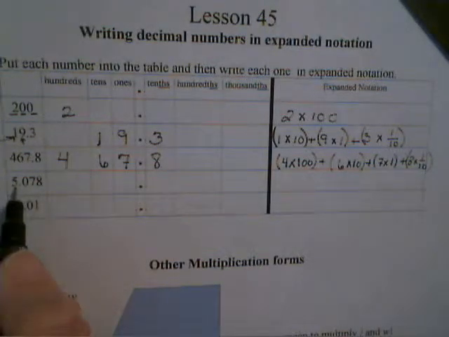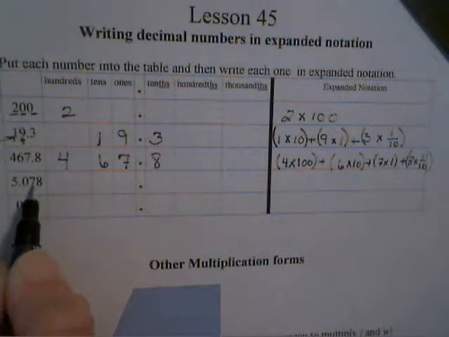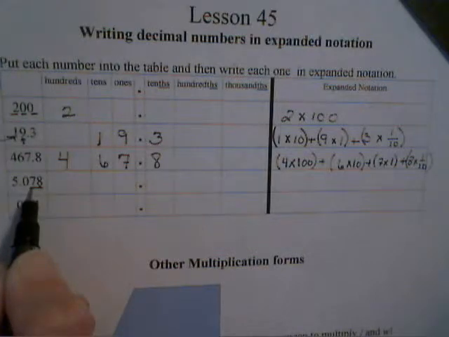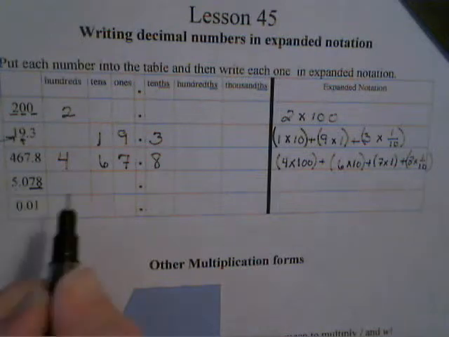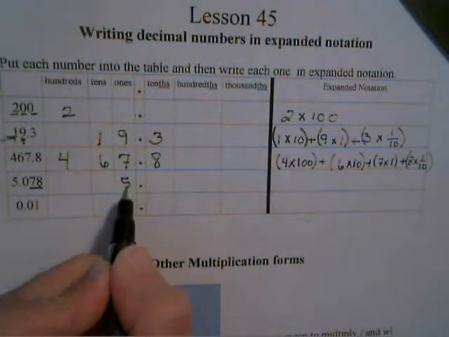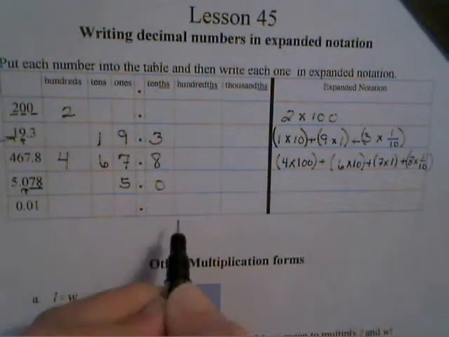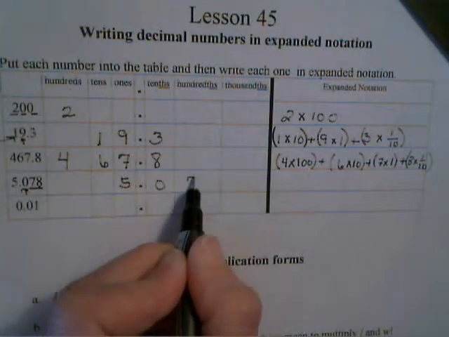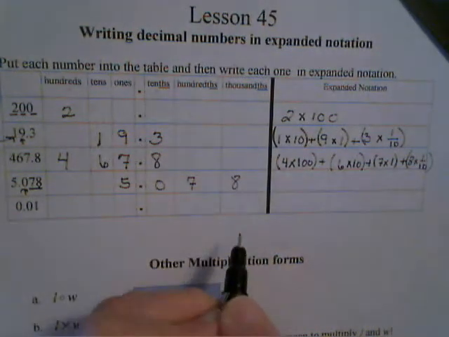So I have 5, and let's figure out what this is back here. Well, here's the tenths place, here's the hundredths place, here's the thousandths place. So it's going to be named thousandths, and how many thousandths is it? 78. So here we go. We're going to put a 5 in the ones column. Well, I don't have anything in that little tenths place, so I'm going to put a 0 in there as a placeholder. Then I have a 7 in the hundredths place, and I have an 8 in the thousandths place.